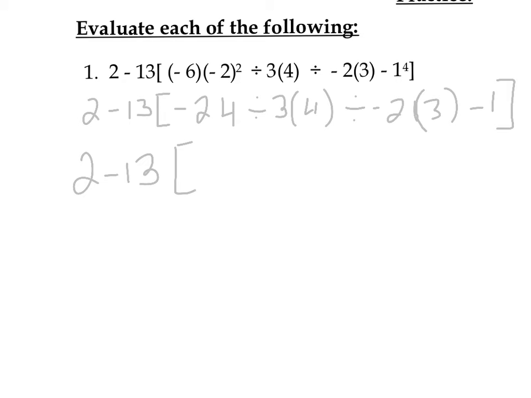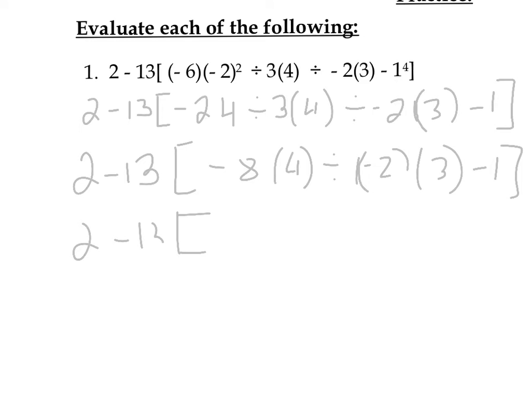negative 24 divided by 3 is negative 8. Okay, so I get negative 8 times 4 divided by negative 2 times 3 minus 1. Okay, and again, we are going from left to right.